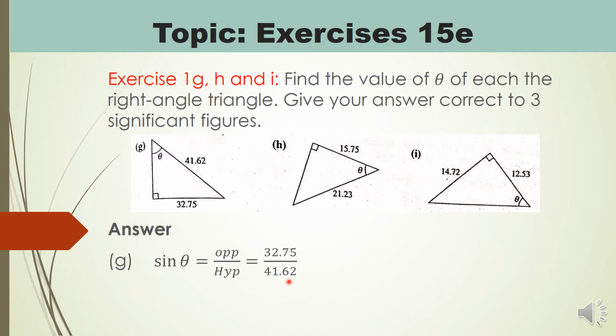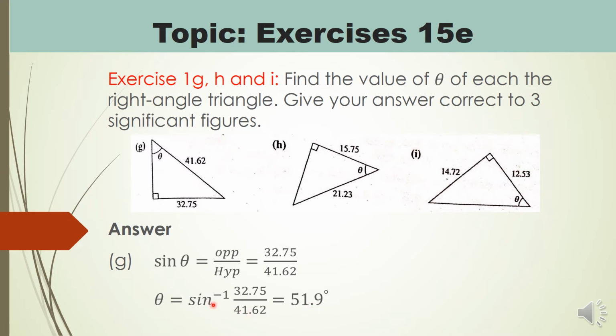So how can we find theta? We have to use the inverse of sine. So theta equals sine inverse of 32.75 over 41.62. The answer is 51.9. Why do we take only 9? Because you have to provide the answer correct to 3 significant figures, so only 3 numbers.